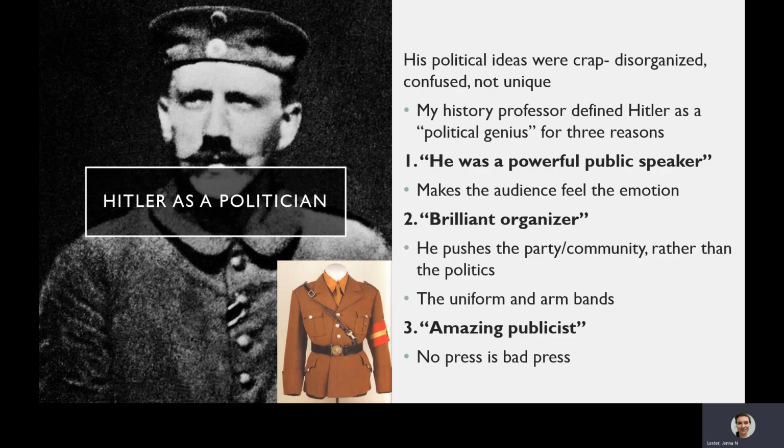Hitler is actually, funny enough, a crap politician. Like, he's okay. Restart. He is an excellent politician, but his political ideas are crap. They're disorganized, they're confused, they're not unique, they make no sense. There's nothing he's saying in his speeches that's interesting or makes sense. However, as my college professor defined it, Hitler was a genius politician for 3 reasons.